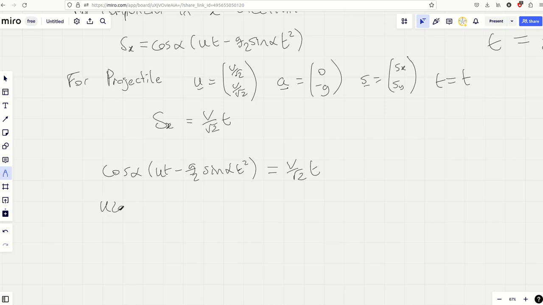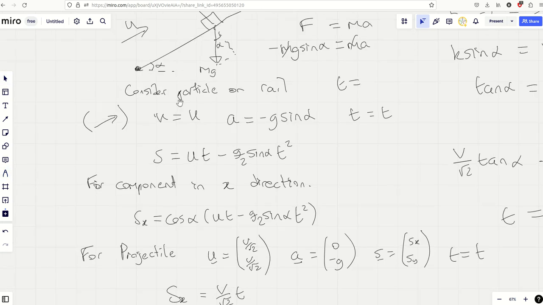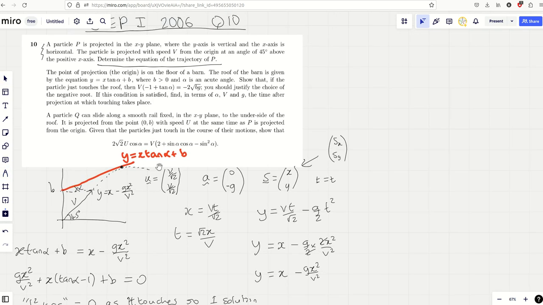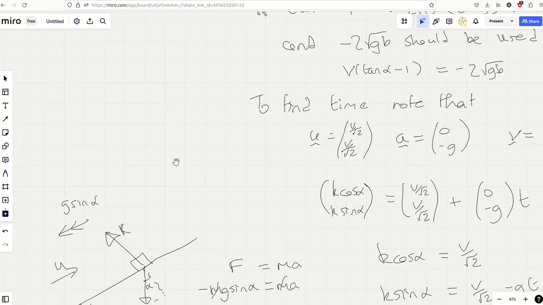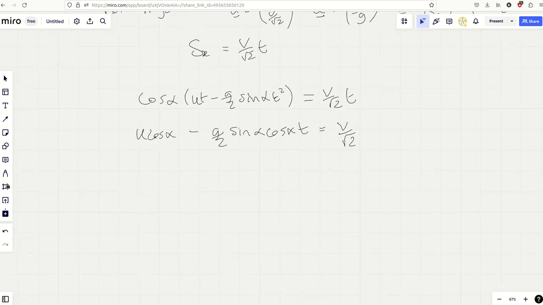So we get u cos alpha minus g over 2 sine alpha cos alpha times t equals v over root 2. Yeah, I've divided everything by t and I've times'd through by cos alpha. Now if you look at their answer, what we've got to prove starts with 2 root 2 u cos alpha. So I'll times everything by 2 root 2, I guess, because that's what they did.